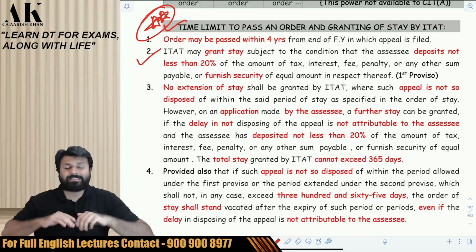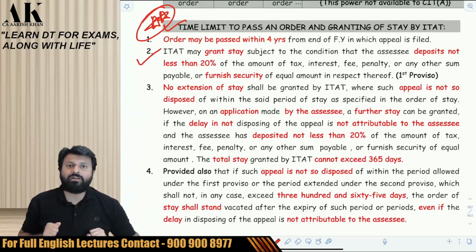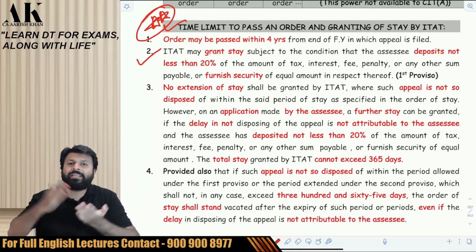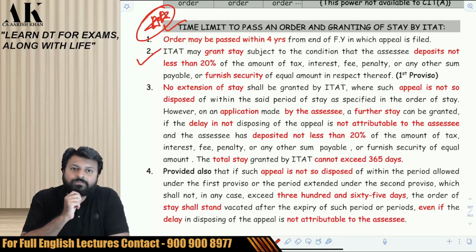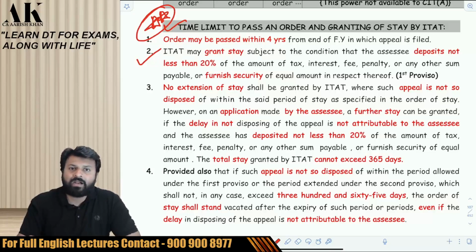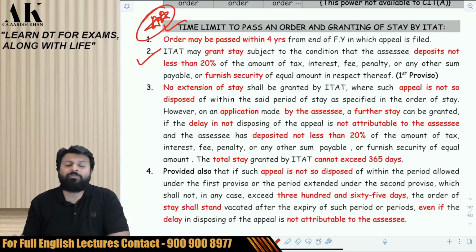Can that be extended? Yes, it can be extended if the delay is not because of the assessee. It means if the tribunal was not able to function. Can it be extended beyond 180 days? Yes. If the delay is attributable to the tribunal, it can be extended to 365 days also. But if the delay is attributable to the assessee, it cannot be extended beyond 180 days. Say the assessee was not able to attend the appeal, so the delay is attributable to the assessee. In that case, it cannot be extended beyond 180 days.